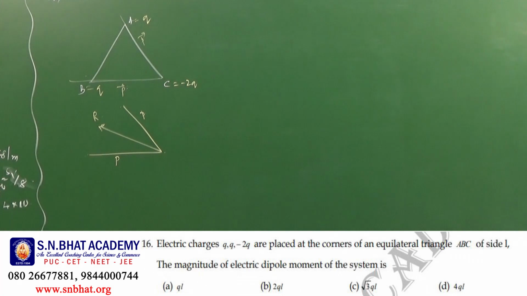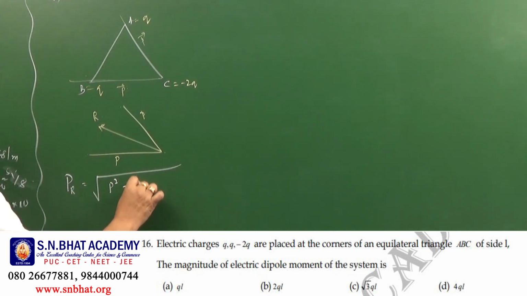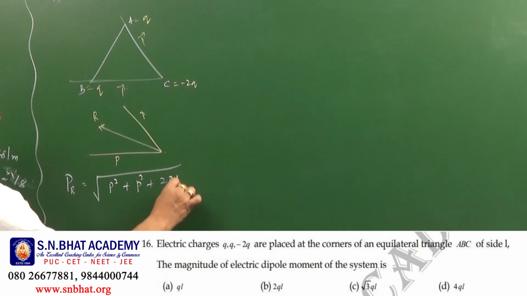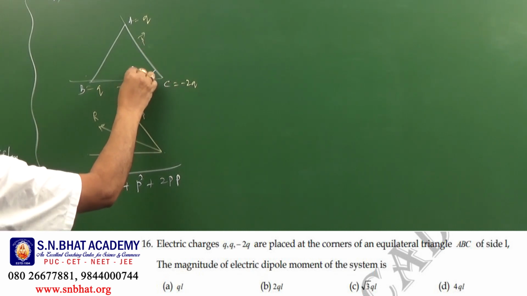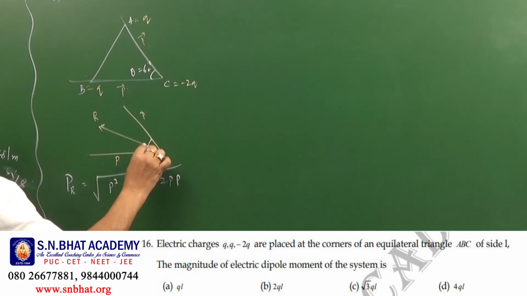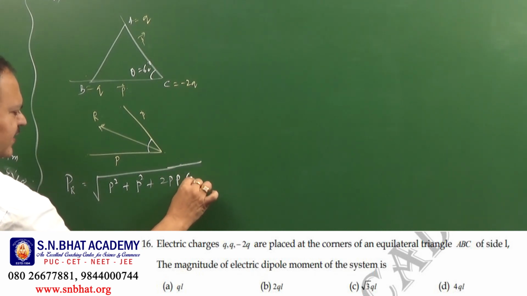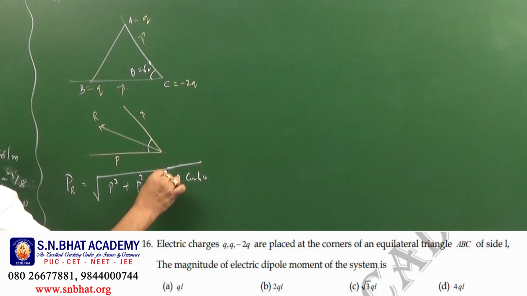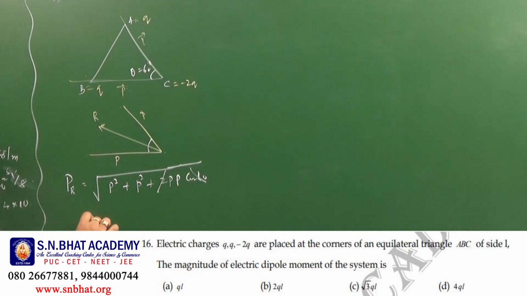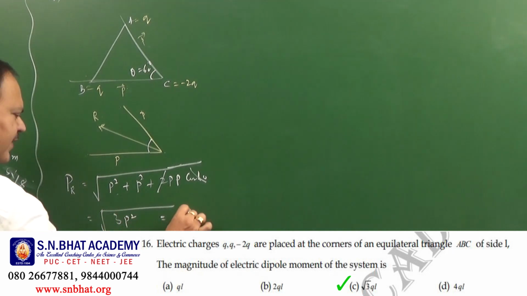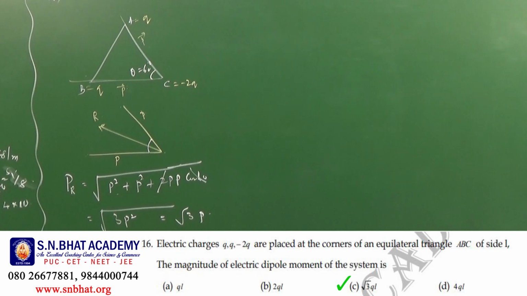How to calculate the resultant dipole moment? The resultant dipole moment is given by the root of p squared plus p squared plus 2 p into p into cos of the angle between them. In an equilateral triangle, the angle is 60 degrees, and cos 60 is half. Remember, the cos 60 and the 2 get cancelled, so we get 3p squared, which is root 3 into p. Remember this. Now you search for the answers, but p is not given.